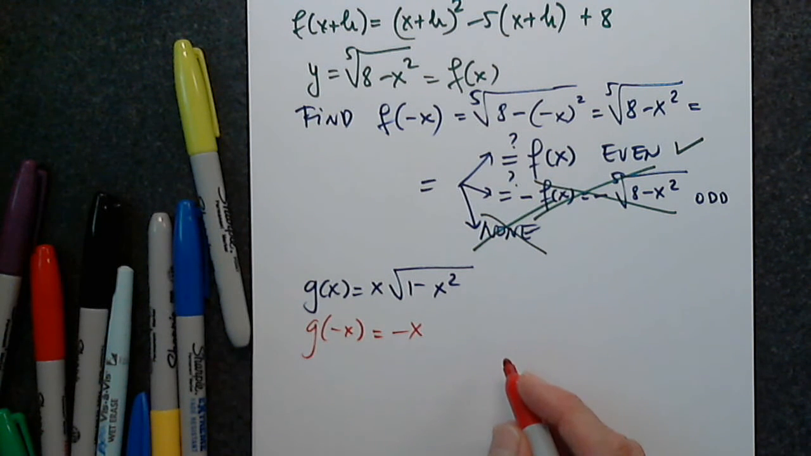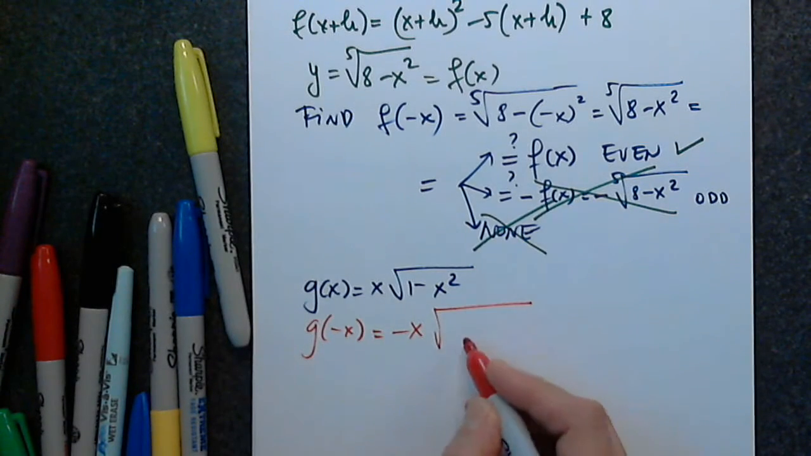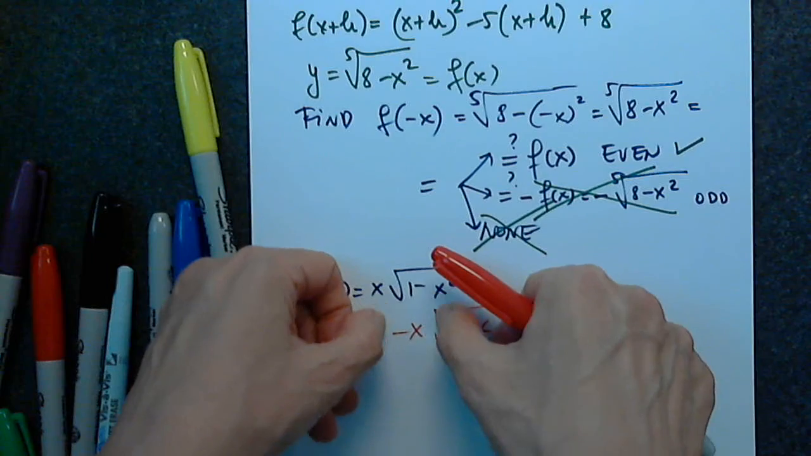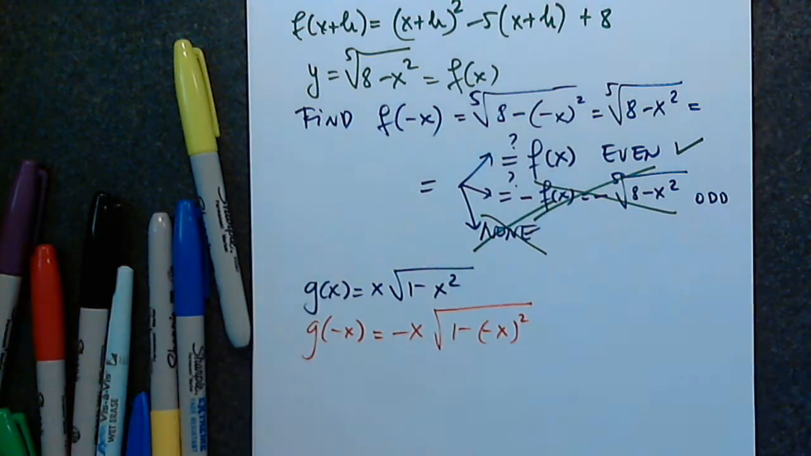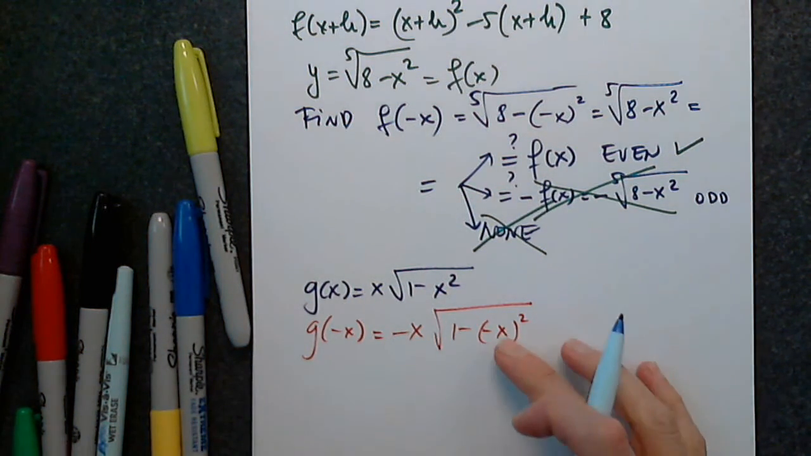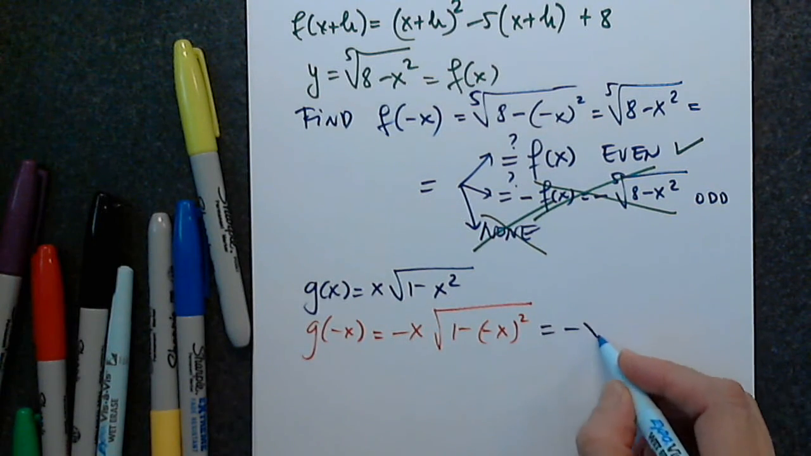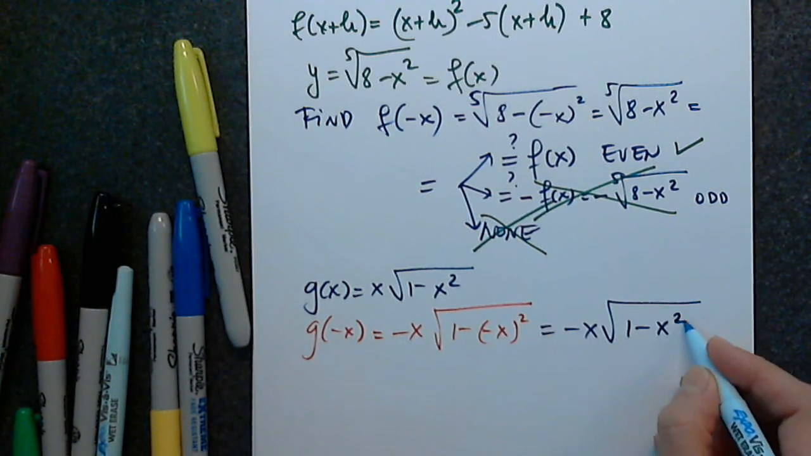1 minus negative x to square. Good. Square root, very good. 1 minus negative x, everything squared. Do we agree with this? There is no need to put parentheses in front. It's not a mistake if you do. Okay, so obviously negative x squared is? X squared. So negative x times the square root of 1 minus x squared.